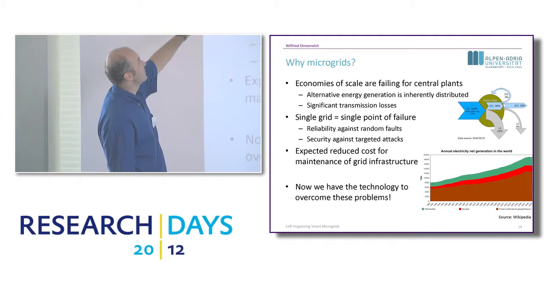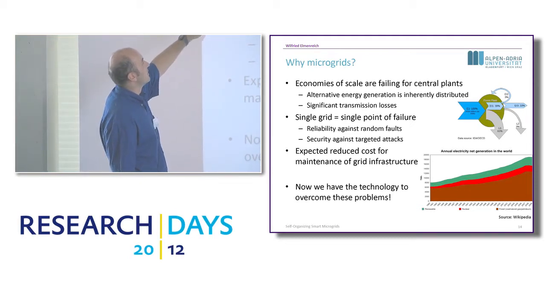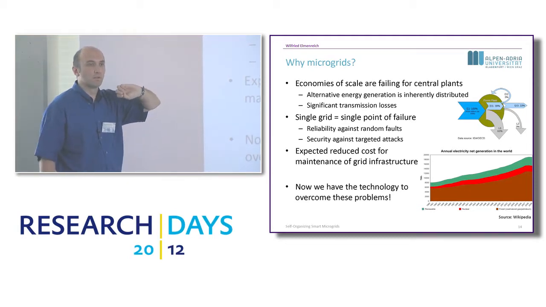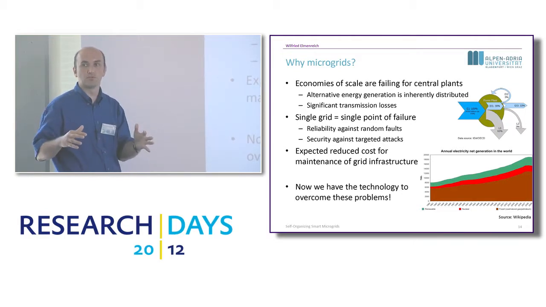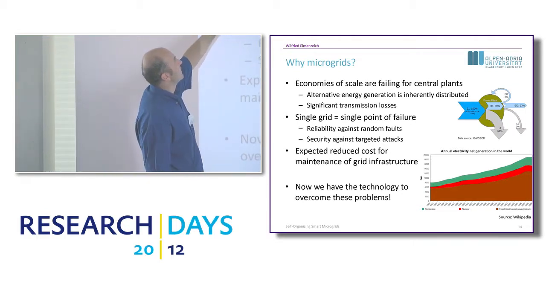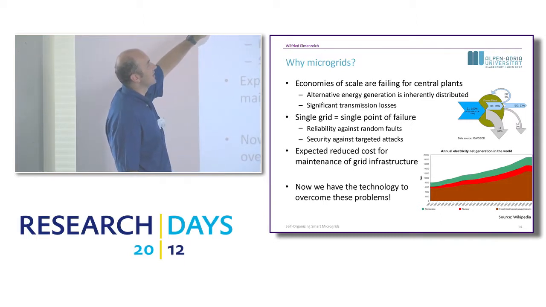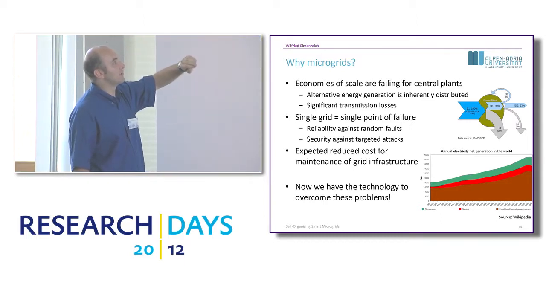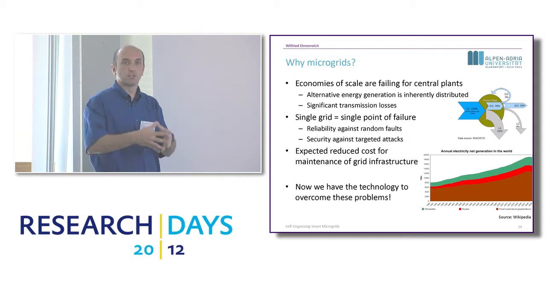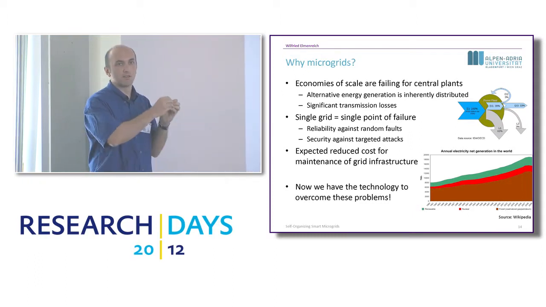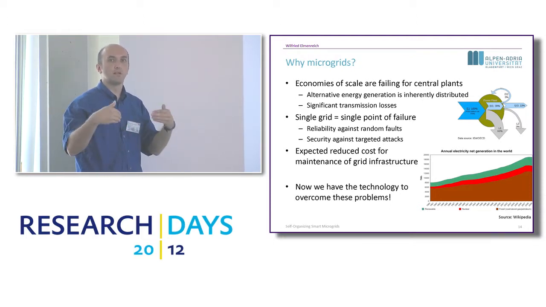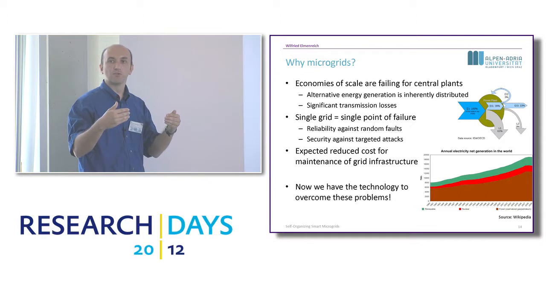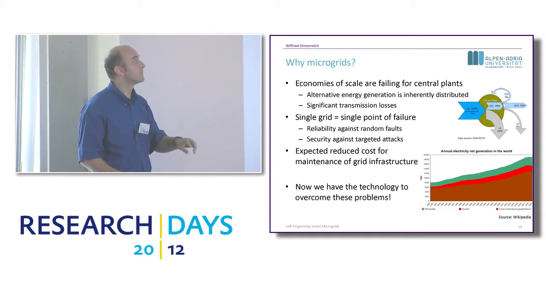The reason for this is that until now, we had a relatively few number of central power plants that were generating the energy for a large number of consumers. And these economies of scale start to fail for the central plants, because you have to generate energy somewhere, transport it over a long transmission range, which means you have to have the capacity of the transmission. You're also losing a lot of energy on the transmission.